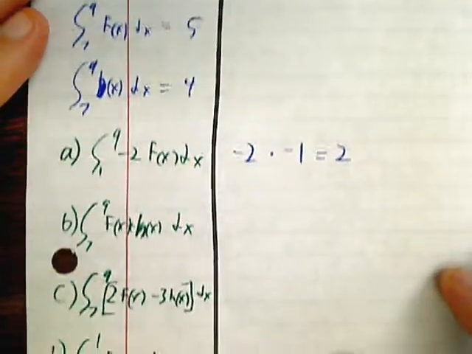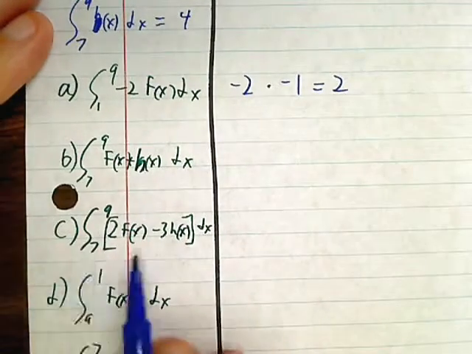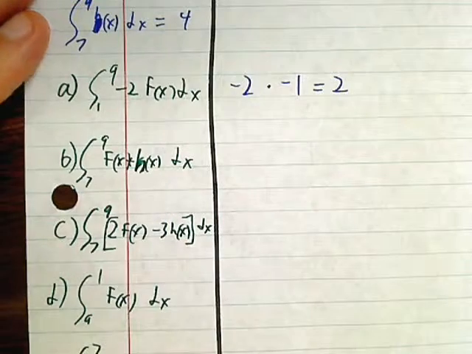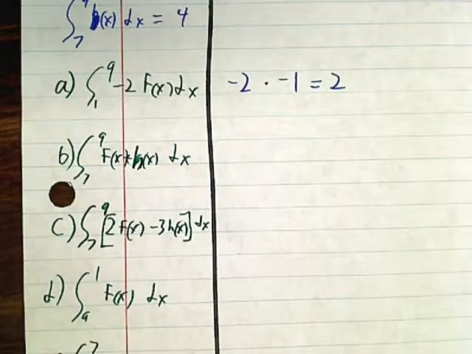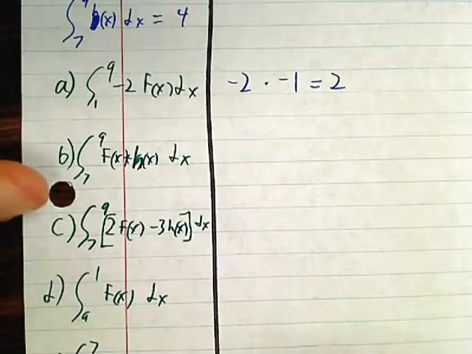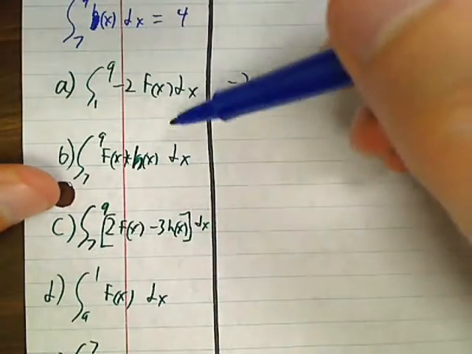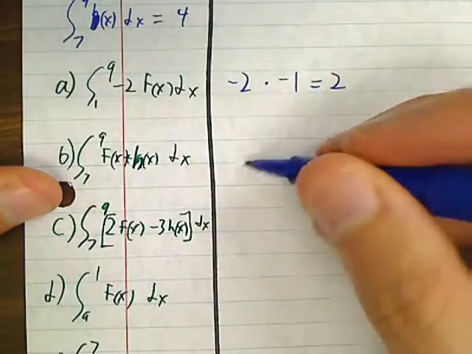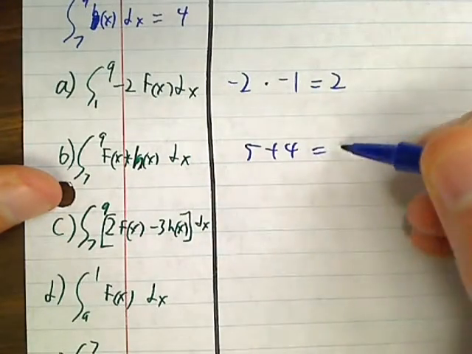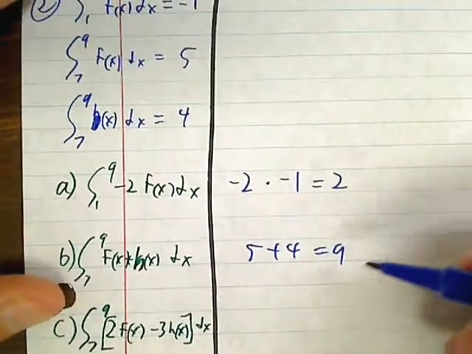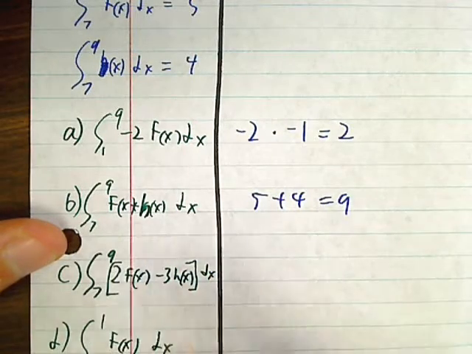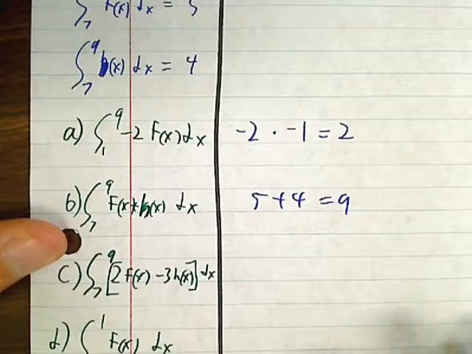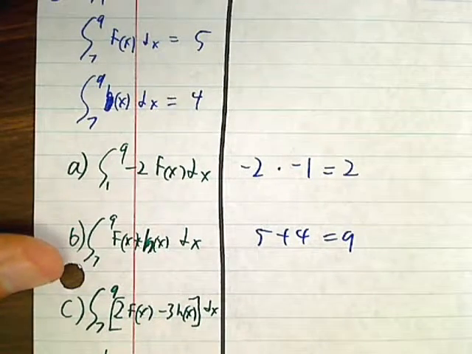Okay, B, a sum. The integral of the sum is the sum of the integrals. That's one of those facts on page 285. So f of x is 5. H of x is 4, so that'll be 5 plus 4, which is going to give me 9. Again, you have to check the limits of integration, good, function, good. There's only the plus sign there, so that's the value there for part B.